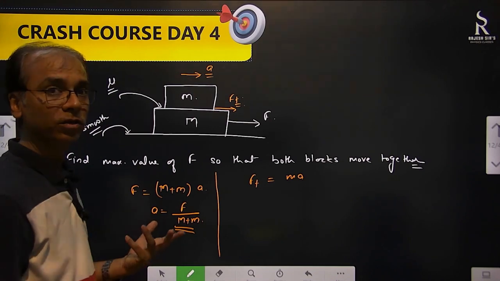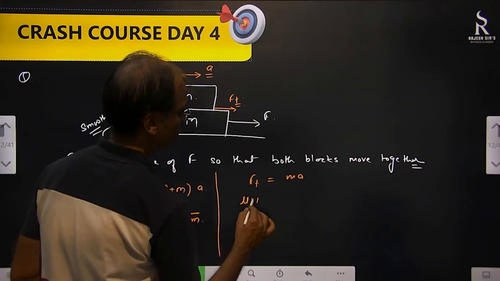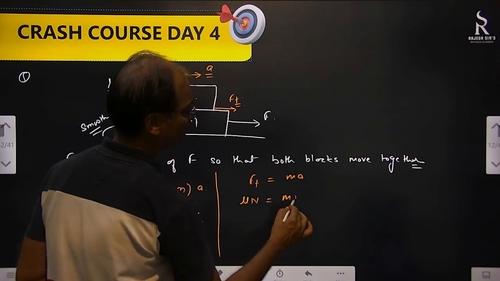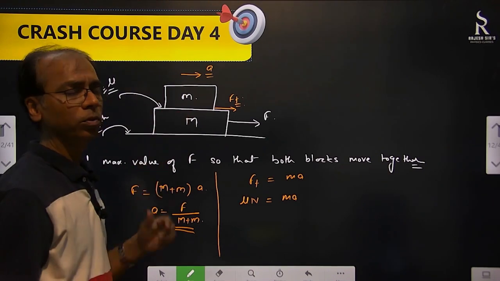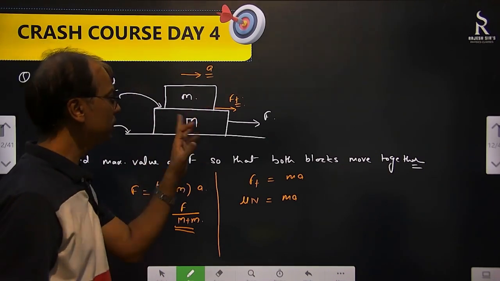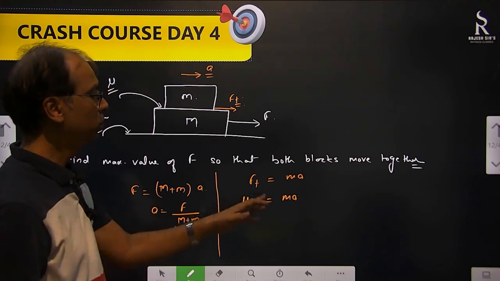What is the maximum value of friction? Mu N. Maximum value is mu N, and it is static friction. Why? Because both are moving together. They are not moving relative to each other. This block is at rest with respect to the other block. So static. Okay, so mu N equal to ma.